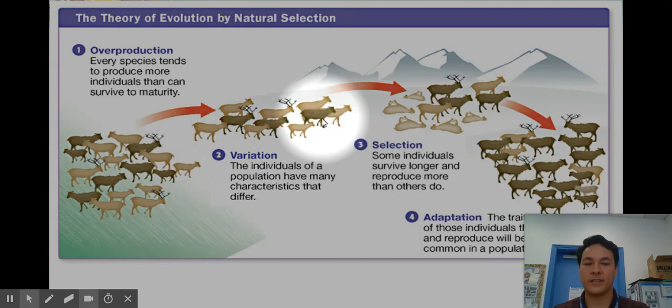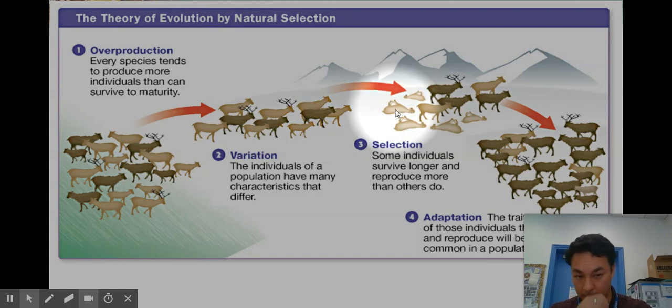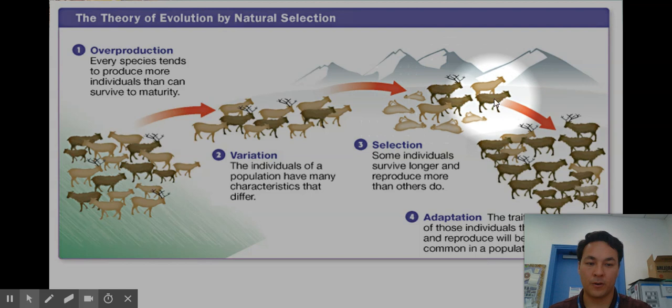Some of those characteristics make them more fit in the environment. That can change as the environment changes. But here, the dark ones are more fit for this environment. The light ones either get sick or they get eaten or predated. That adaptation of the dark fur color spreads throughout the population.